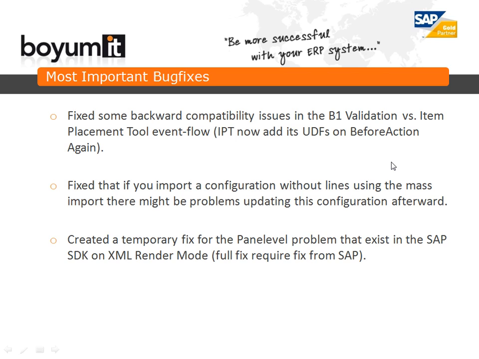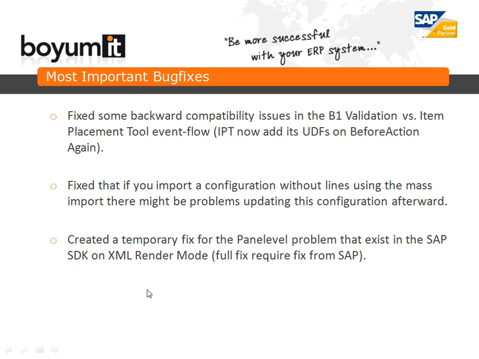Also, some people have found that if they used the mass import, they ended up with configuration that they couldn't update. There was some problems with updating things where you have imported something without any lines, for example in a B1 validation configuration. And what you needed to do, you needed to just add that line and then you could update. Now the mass import will automatically put that line into the system if missing. So there shouldn't be any problems in the future mass importing.